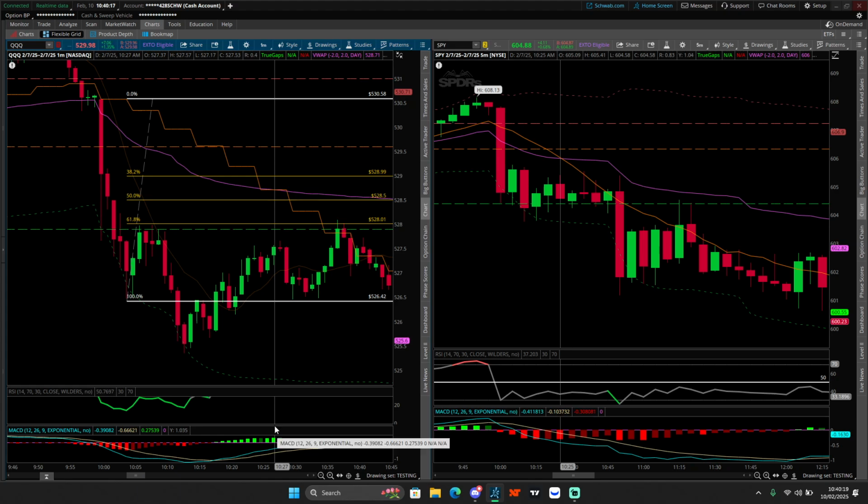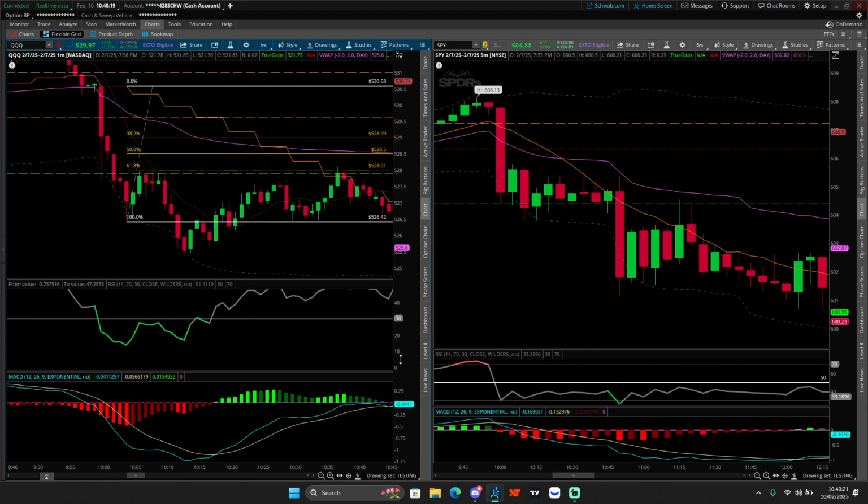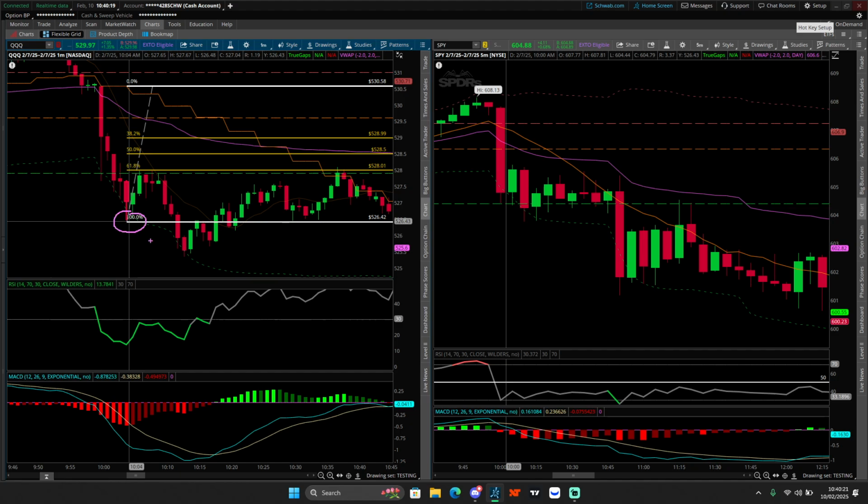What we can look for is a divergence. So what you can see is a lower low is created, but a higher high on the RSI has been created. That is a divergence showing you that this movement down is getting weaker, allowing us to target this upper 61.8.